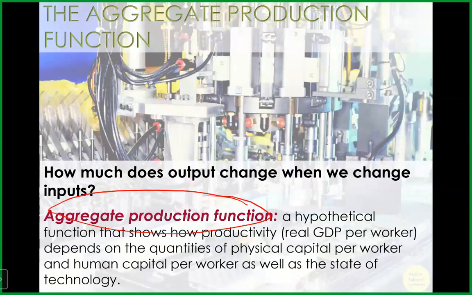This is essentially a function that shows how productivity, which is measured by real GDP per worker, depends on the quantity of the things we just talked about, right? Including physical capital, human capital, labor, technology. Okay, land, we usually just characterize as part of capital, or land becomes less important compared with the period prior to the Industrial Revolution, right?